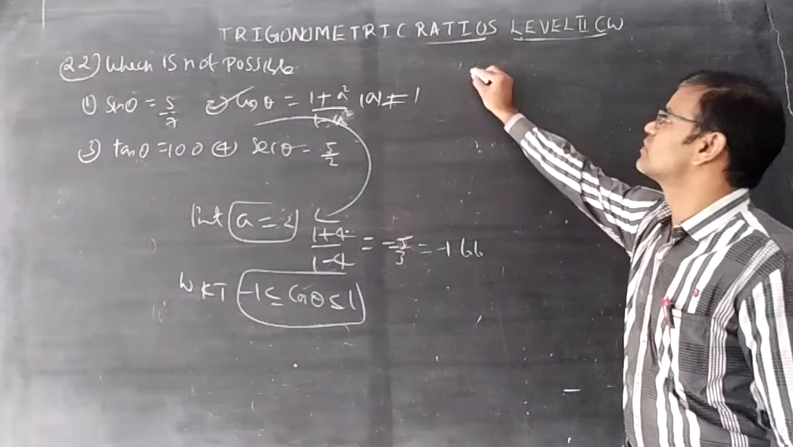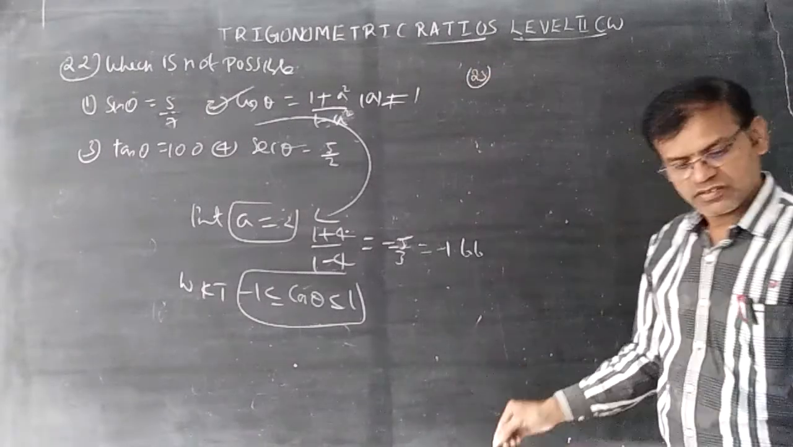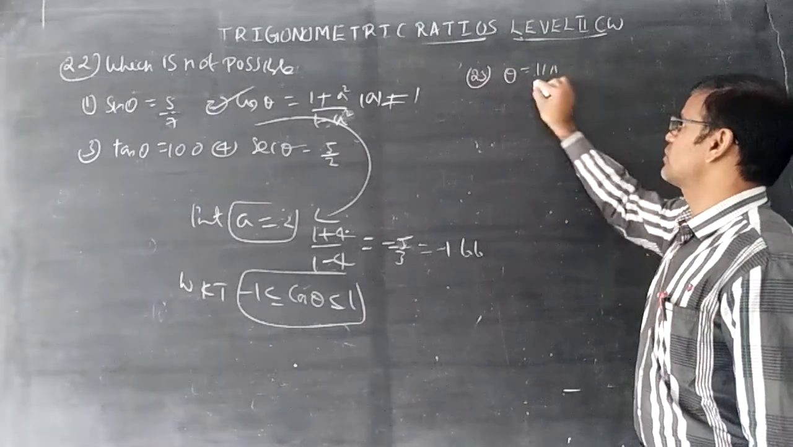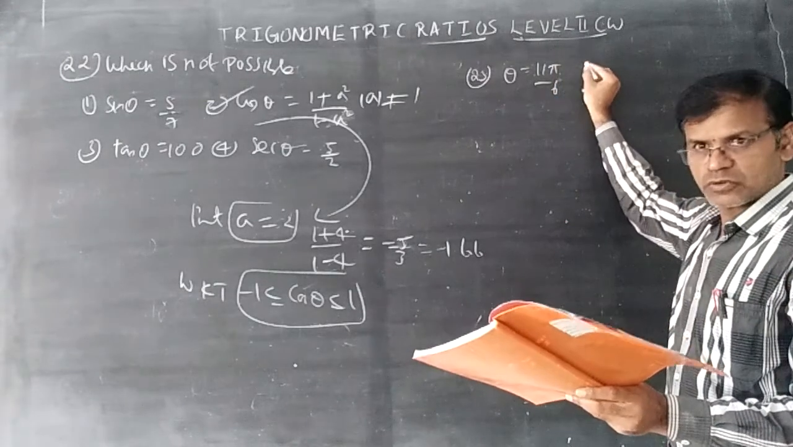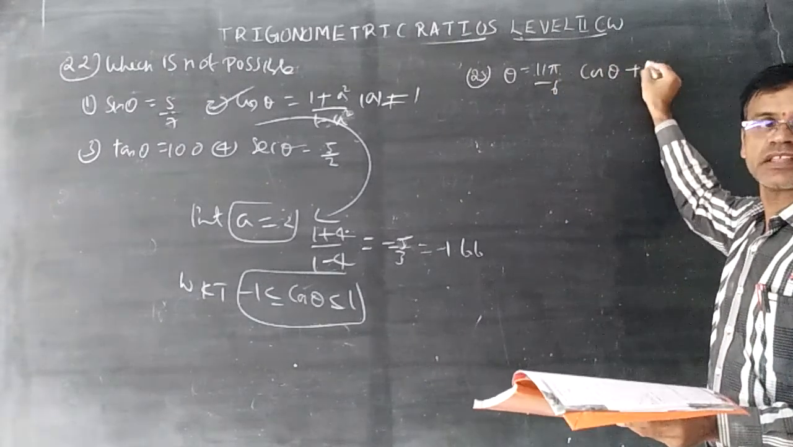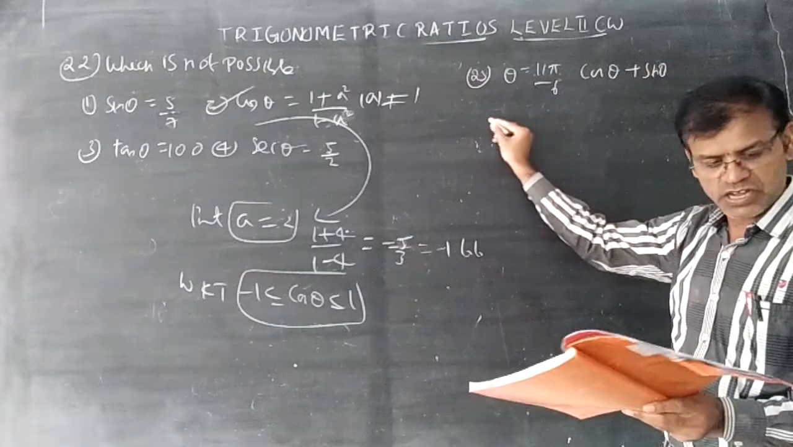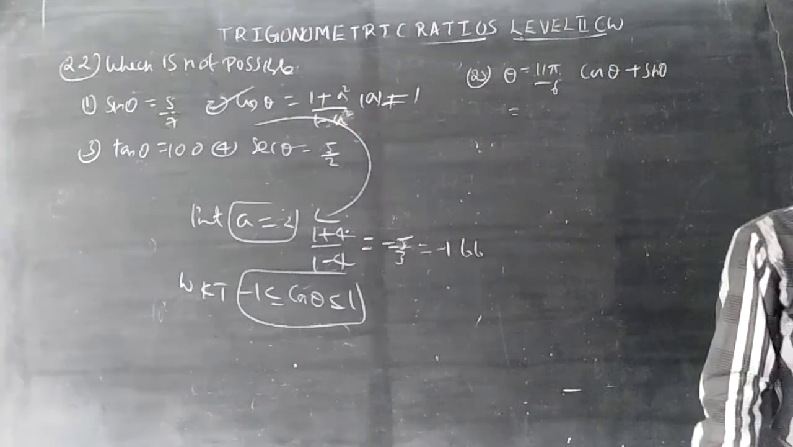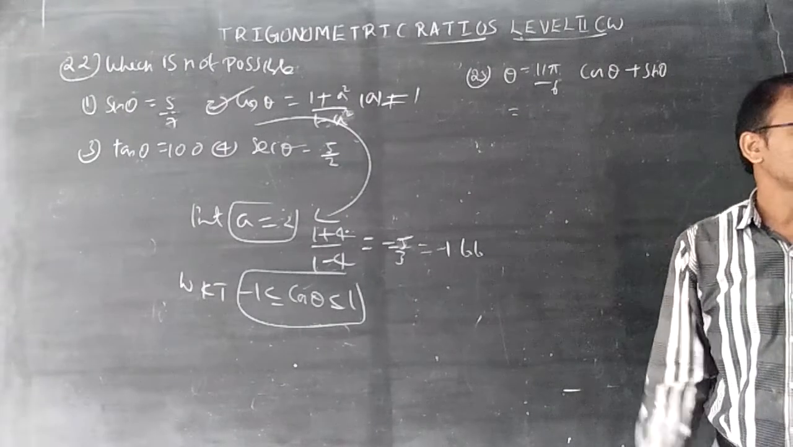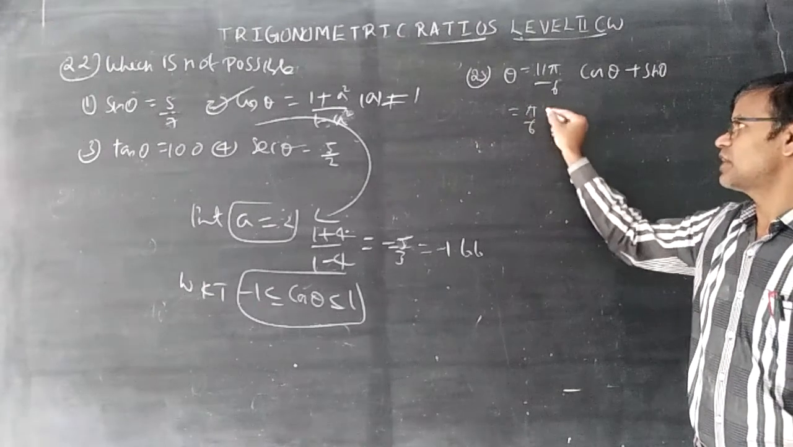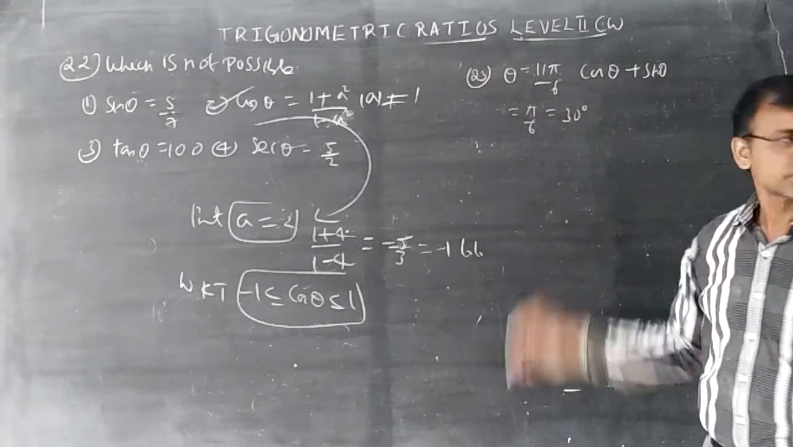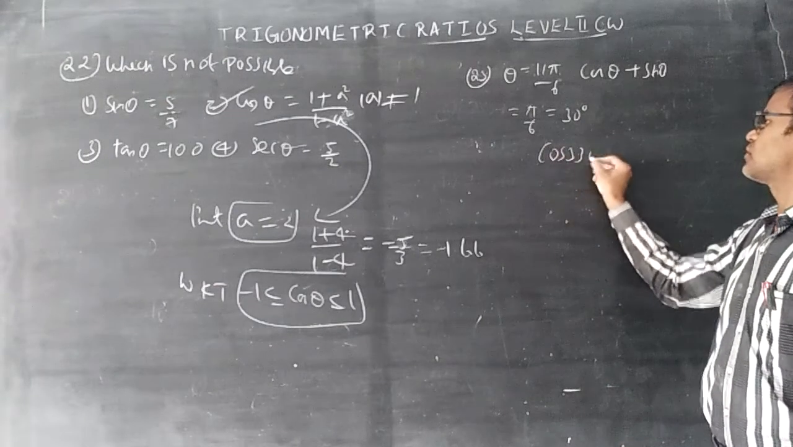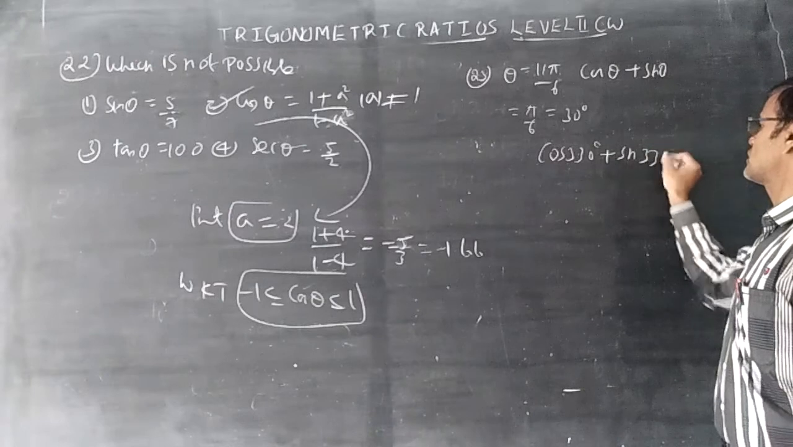Girl, read your question. Okay. Theta equal to 11 pi by 6. Then you should calculate the value of cos theta plus sin theta. That's all. No need to write options. I am waiting. Students, 11 pi by 6 means 330 degrees. Pi by 6 means 30 degrees. Pi means 180, 180 by 6 is 30. 11 into 30 is 330. Now substitute the value: cos 330 plus sin 330.